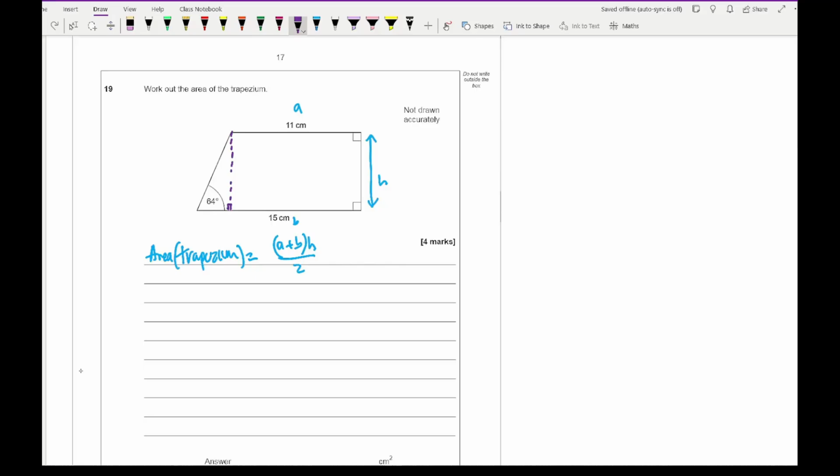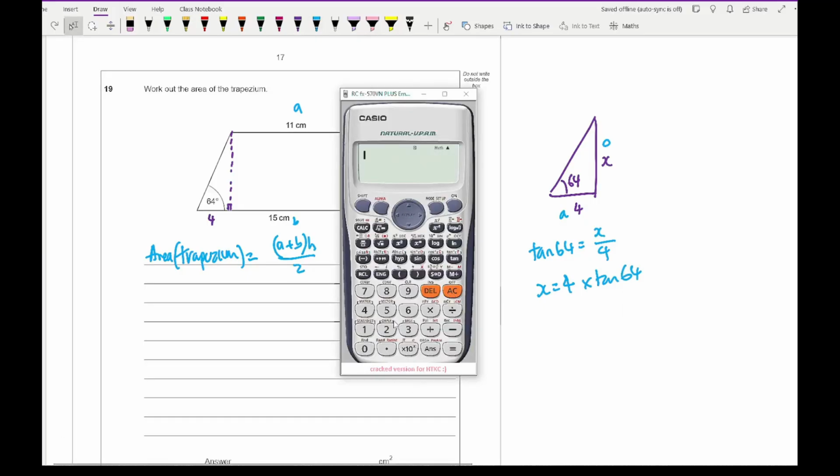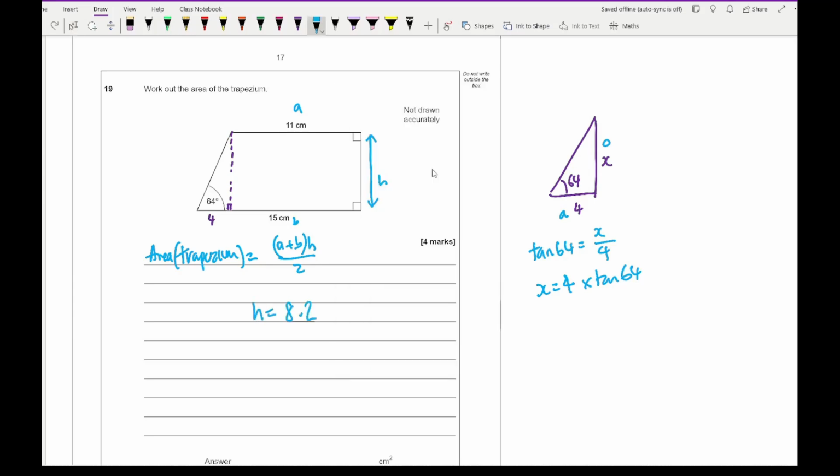So for this, the difference between the two lengths is 4. So what I've got is my triangle. This is 64, this is 4, and I need to work out what this length here is going to be. So using trigonometry, labelling the triangle, I've got the opposite and the adjacent. So tan 64 equals x over 4, so x equals 4 multiplied by tan 64. Now if I type that into my calculator, 4 times tan 64, that gives me an answer of 8.201. So here h equals 8.201.